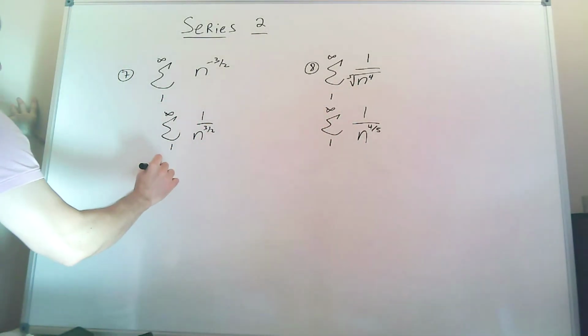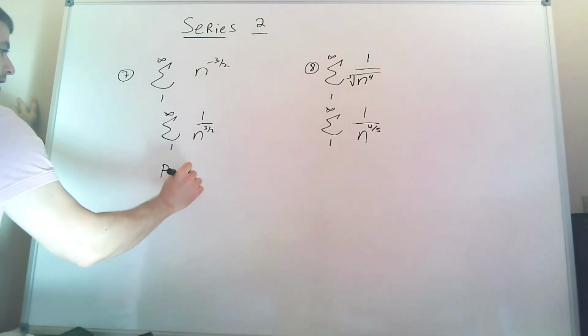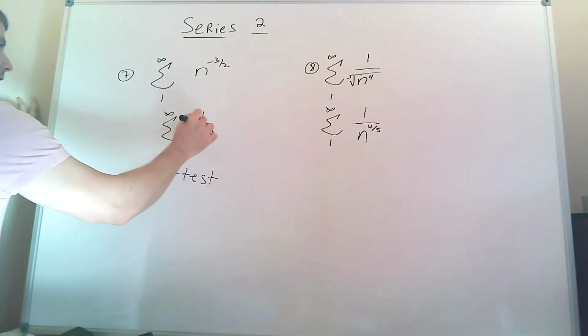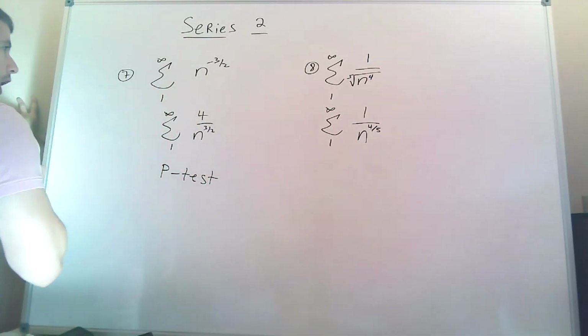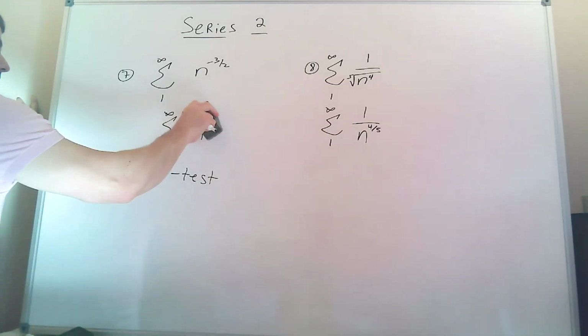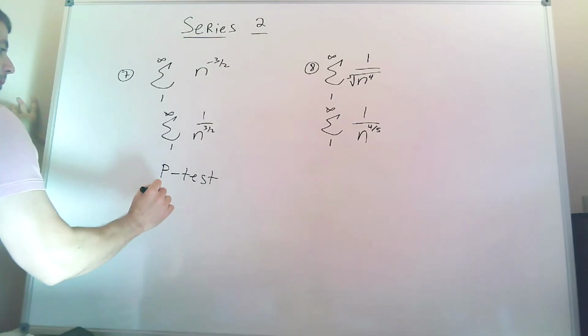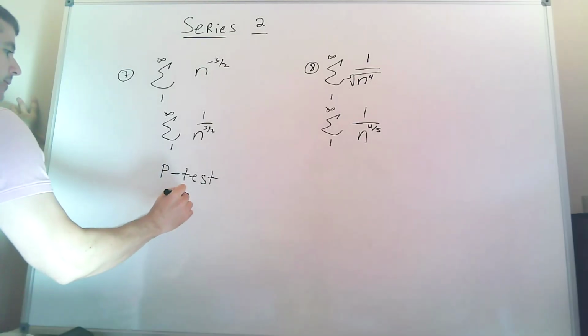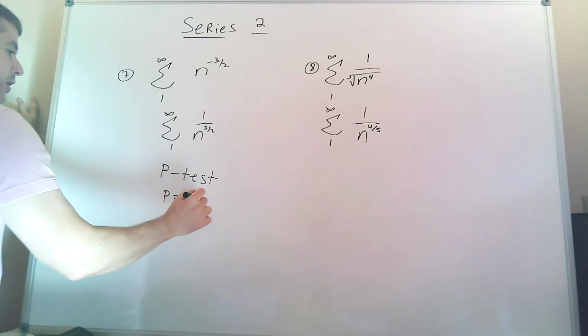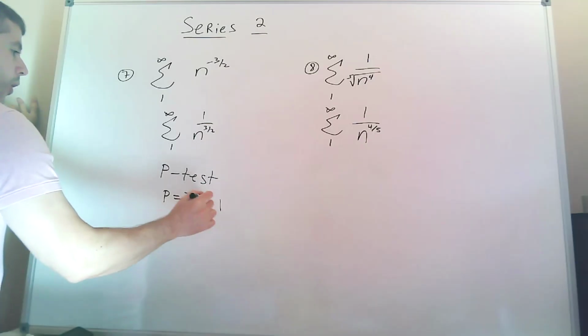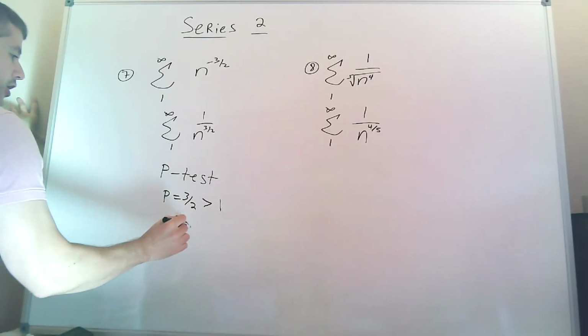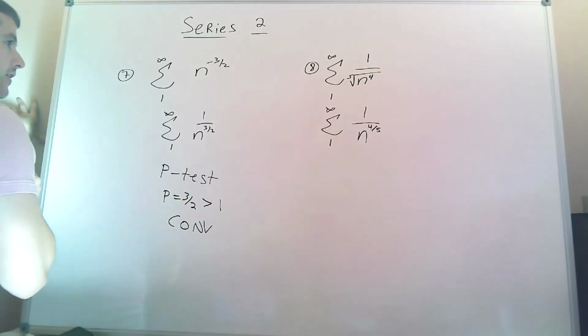Now the p-test. Love the p-test. P-test is the best. Why can I use it? Because there's a 1 on top. If this was a 4, you'd have to use the integral test. But it's not, it's a 1. Yay! So p-test, the power is 3/2, which is bigger than 1. Hence, converge. Yay! P-test is the best.